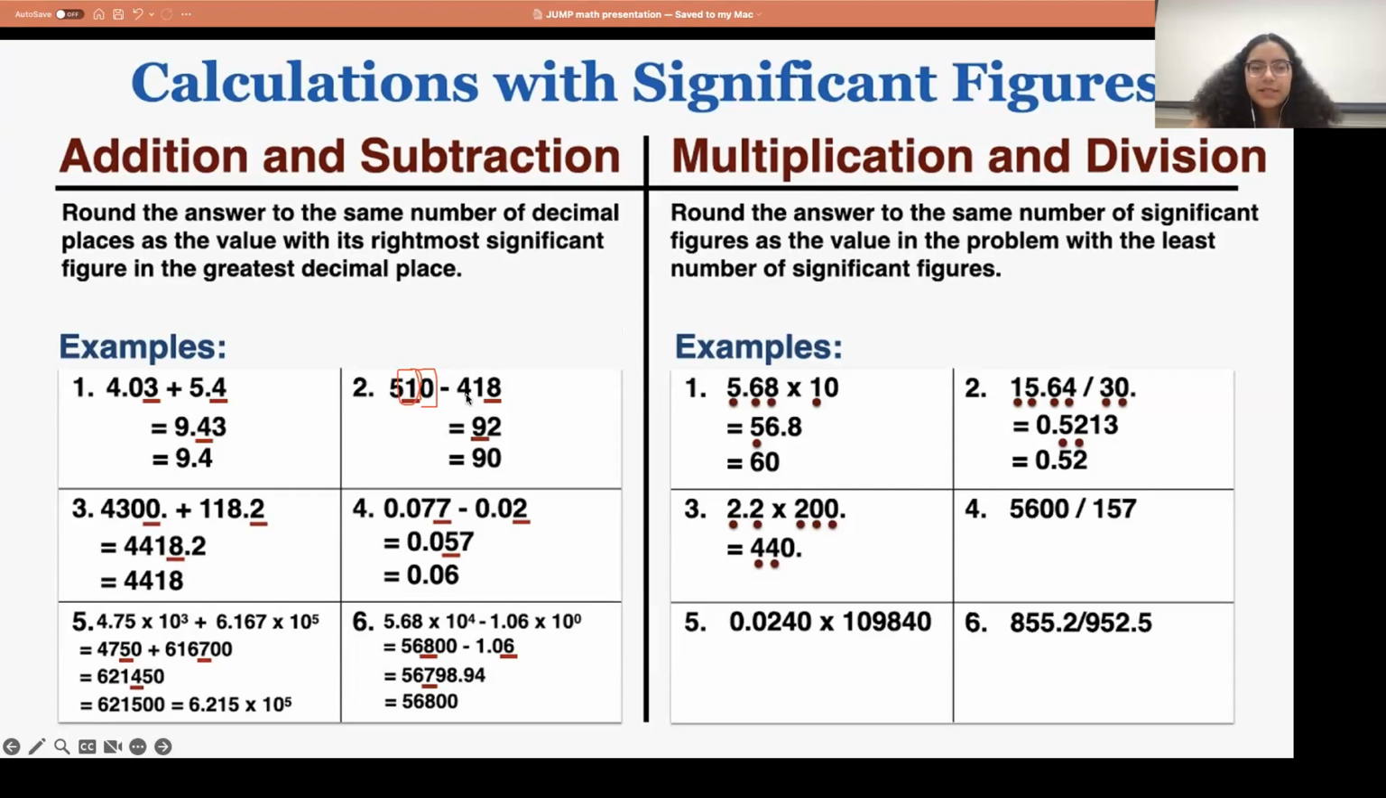So you go up to the 10s here, whereas this goes up to the 1s. But that means for your answer, you only can go up to the 10. So you round that down to 90.